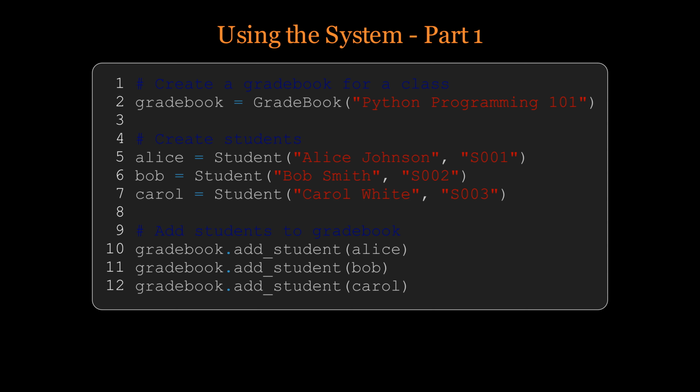We add each student to the gradebook using the add student method. Each addition prints a confirmation message. Now our gradebook contains 3 students ready to receive grades.